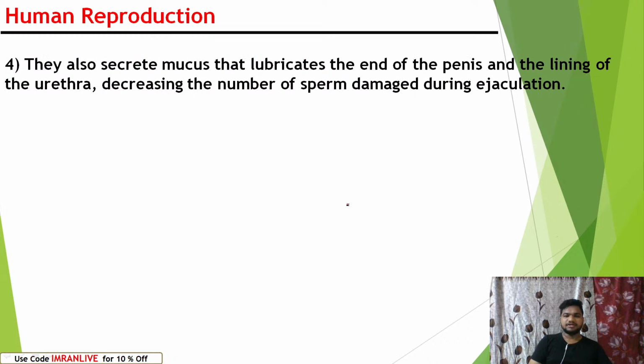They also secrete a mucus. The bulbourethral gland secretes a mucus that helps in lubrication of the end of the penis and the lining of the urethra, and it helps in decreasing the number of sperm damaged during ejaculation. During ejaculation, many sperms can be damaged, and this secretion released by Cowper's gland, the bulbourethral gland, helps in lubrication at the lining of the urethra at the end of the penis, and helps control the damaging of sperms.